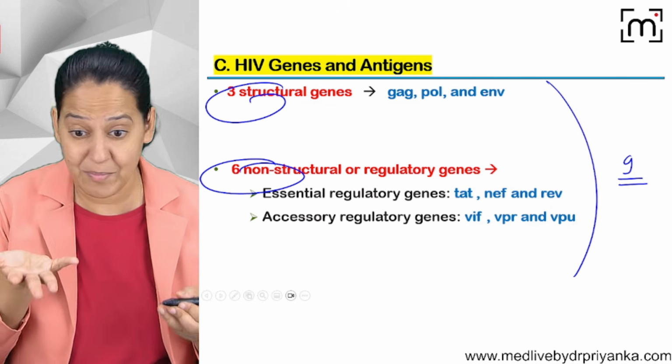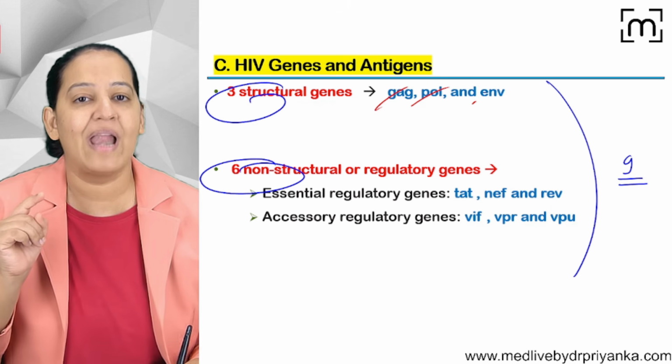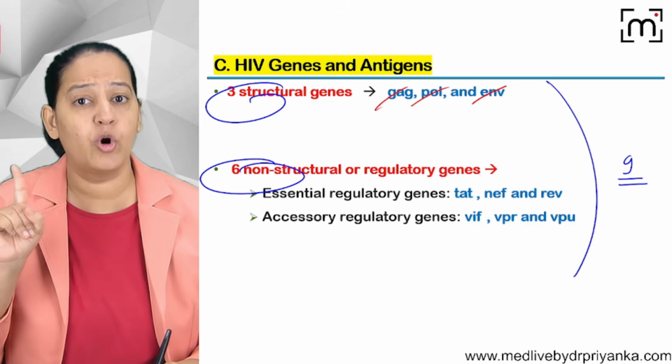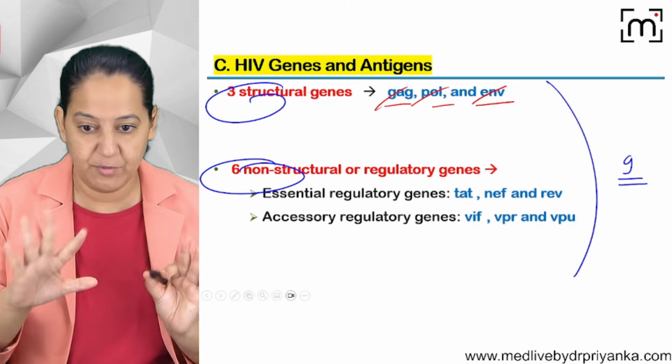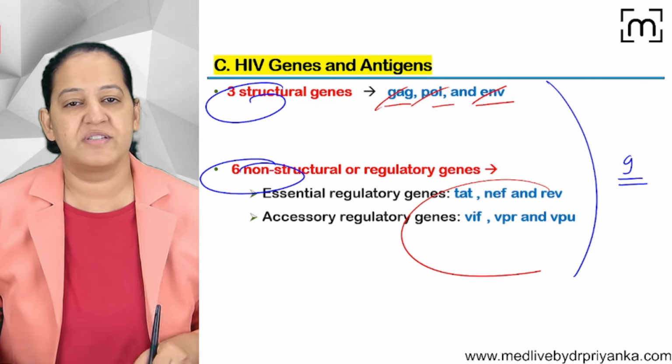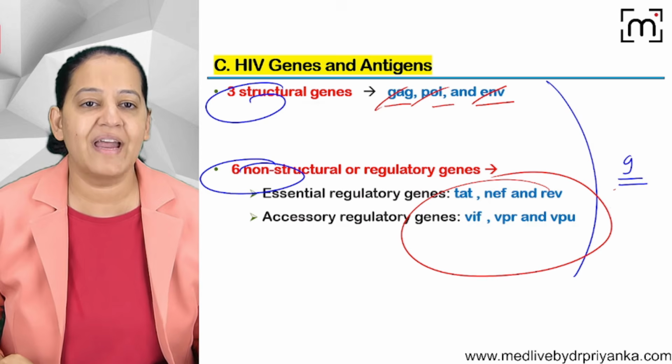You may have read this in microbiology in much detail: GAG, POL, and ENV. In microbiology, I taught you what GAG synthesizes, what POL synthesizes, what ENV synthesizes. You may be knowing that. And the 6 non-structural genes, they are in front of you. You can read the names. So total 9 genes are there.